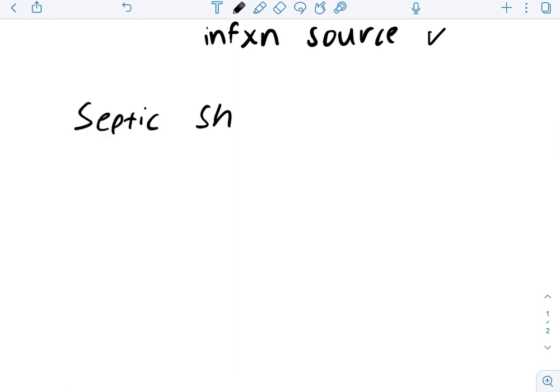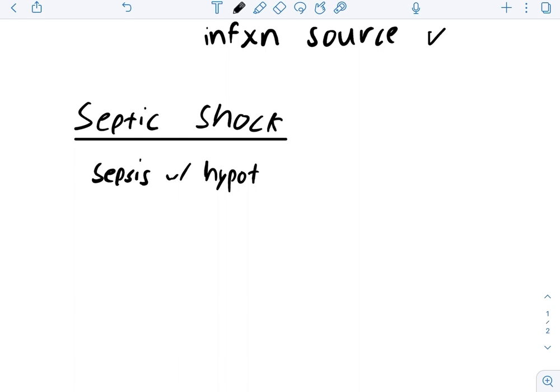Now, a little bonus is going to be over septic shock. So what's a very simple definition for just septic shock? What this is, it's sepsis, so what we just covered, so 2 plus SIRS plus an infection source with hypotension, aka low blood pressure, that does not respond to fluids.